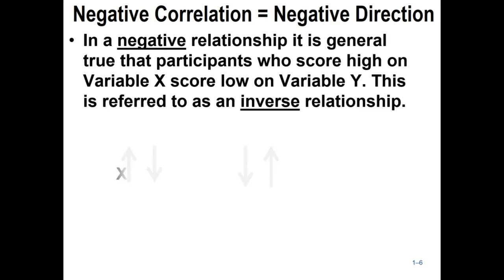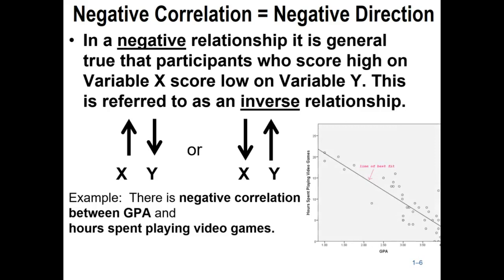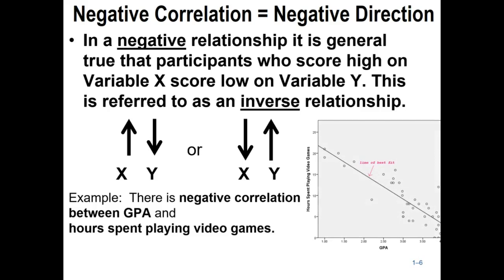You will often see a visual showing one up arrow and a down arrow, or one down arrow and an up arrow. Here's an example. One study found a negative correlation between GPA and hours spent playing video games. Let's look at this more closely.